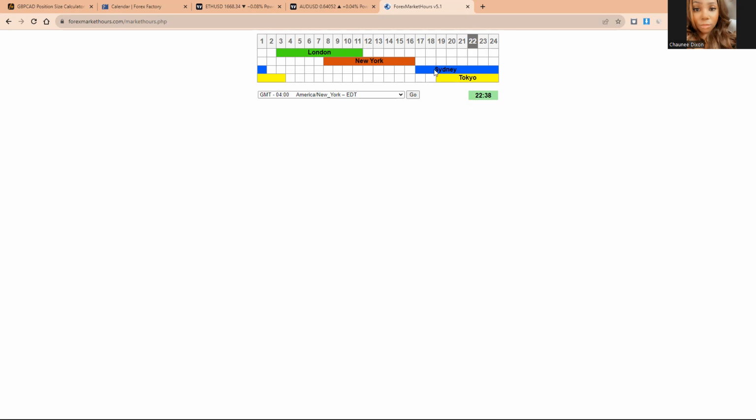But those are the 4 market sessions. Again, nobody cares about Sydney, so the official ones we care about are London, New York, and Asian. Any questions on market sessions and what time they start?